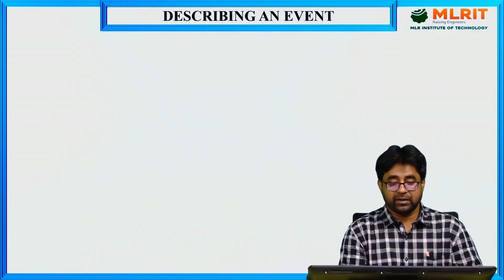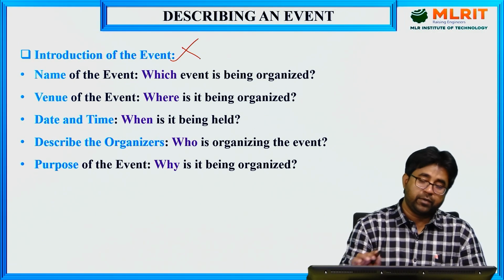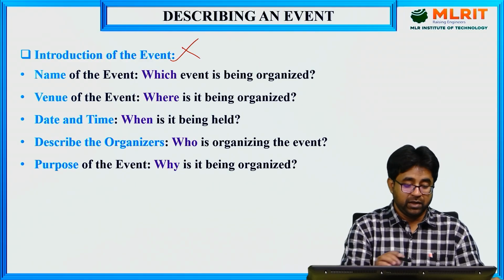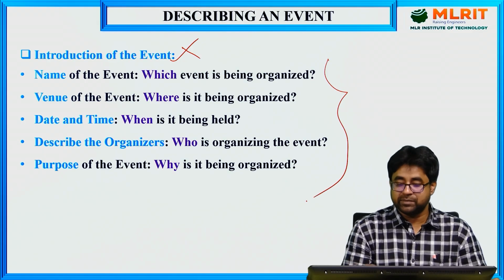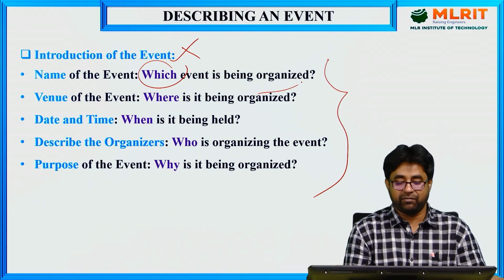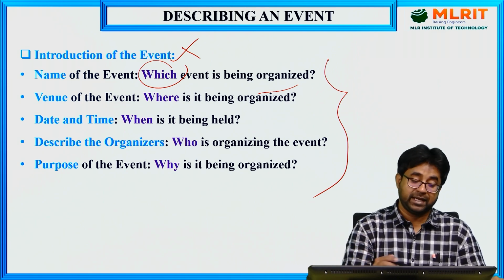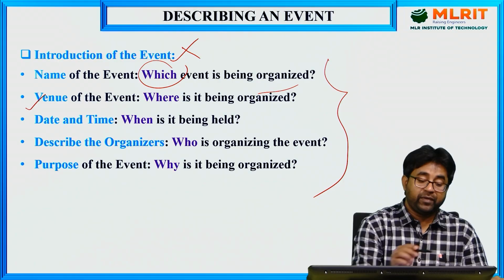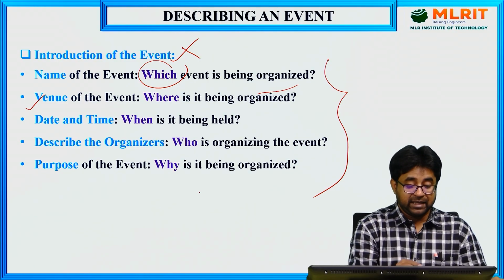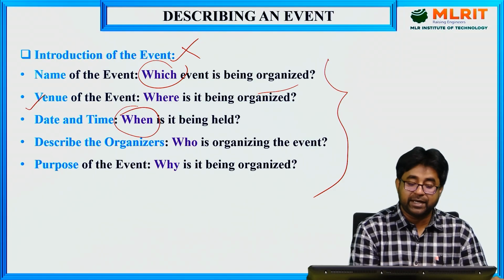Now see the first thing, introduction of the event. First thing you need to do is give an introduction to the event. So what are the points that come under introduction? The name of the event. You have to tell which event is being organized, and introduce the name of the event to the audience or to your reader. And then the venue of the event, where it was organized, and the date and time, that is, when it was organized.